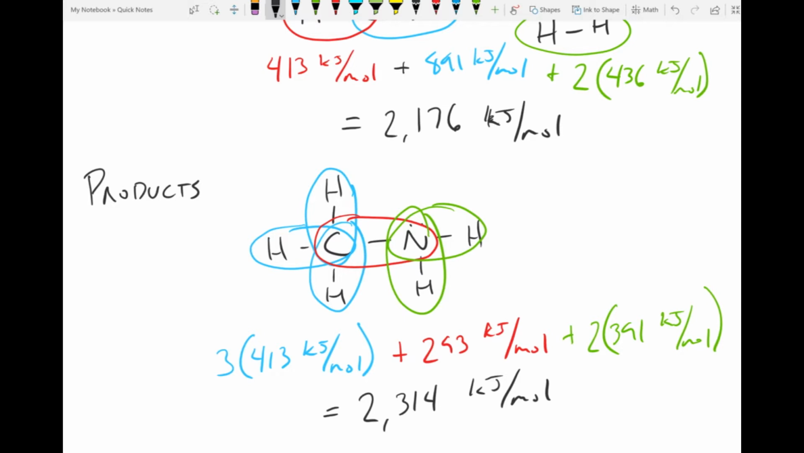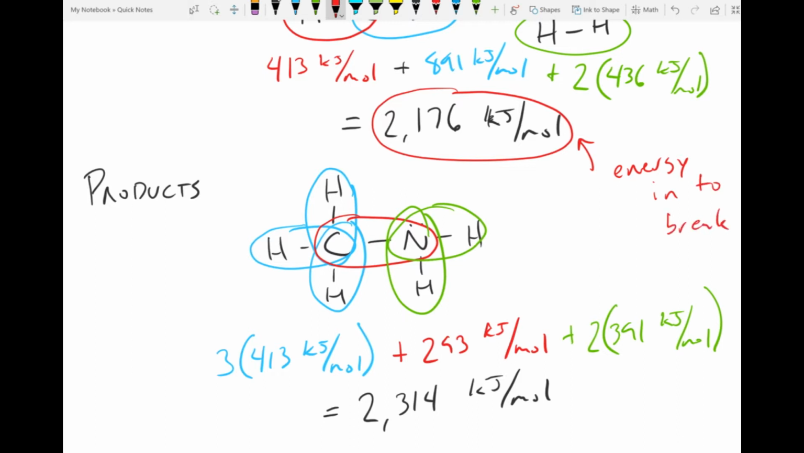We now need to focus on trying to contextualize what is actually happening here. That is the whole reason why you're doing these bond energies. If we look at this number up here, the 2,176, this is essentially energy in that we're going to be using to break. Energy in to break. That's the idea. When you look down here at the bottom, this energy is going to be energy out when you make.